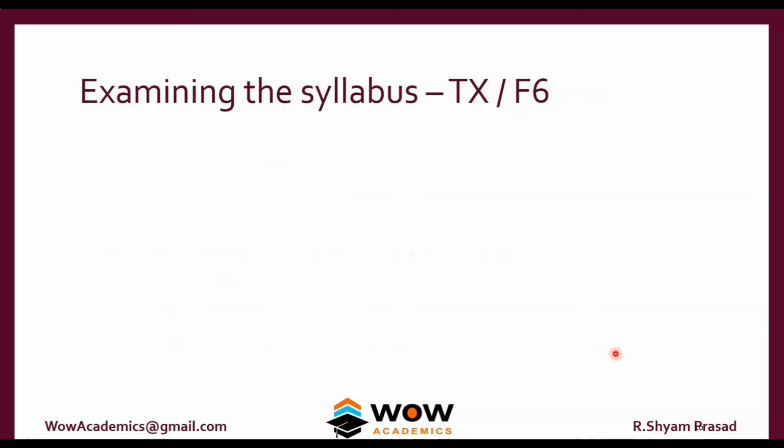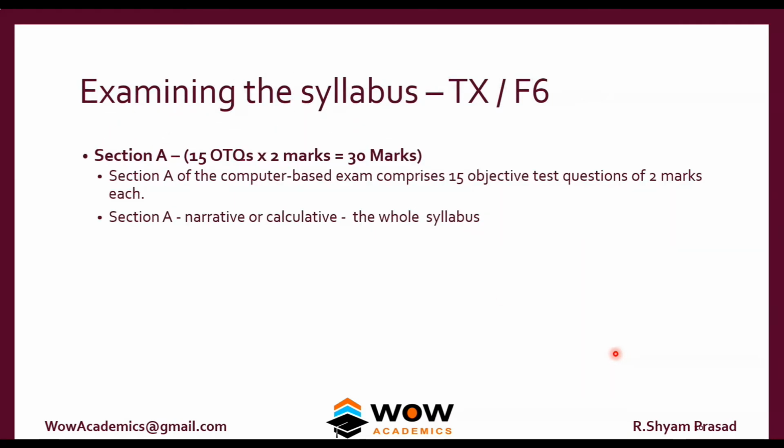Let's look at the syllabus area here. So the syllabus area will be questioned in this manner. There's going to be a section A, which is 15 OTQs of 2 marks each, which is 30 marks. If you want to know the various types of OTQs, OTQs is objective test questions, what are the various objective test questions that they can ask, there's a separate video we have created on the channel itself. You can see in that video.